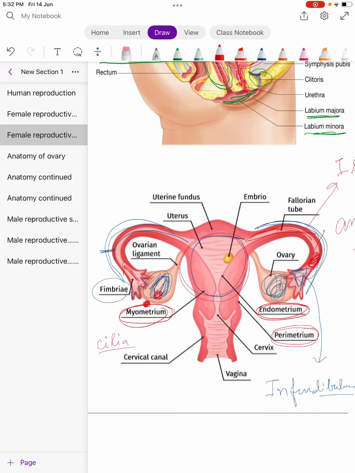So next part is the cervix, this one. यूट्रस के बाद क्या आता है, cervix आता है. So cervix is the narrow cylindrical structure present at the inferior extremity of the inferior end of the uterus. It protrudes into vagina and encloses a narrow cavity called the cervical canal. This portion, ये क्या है, cervical canal. ओके.